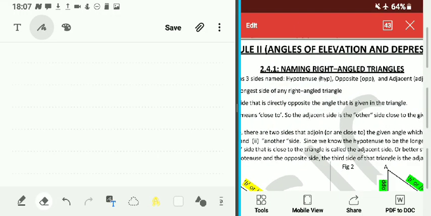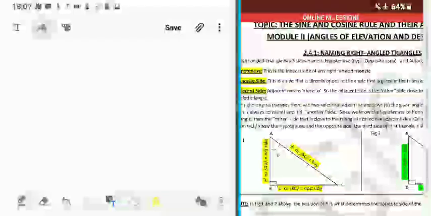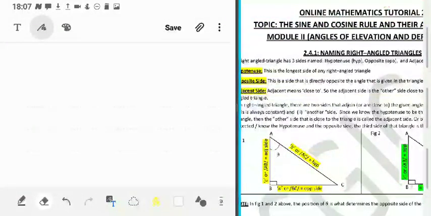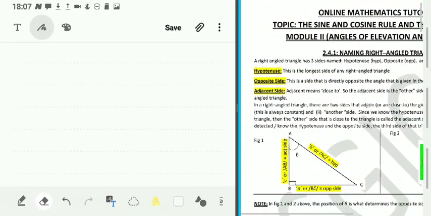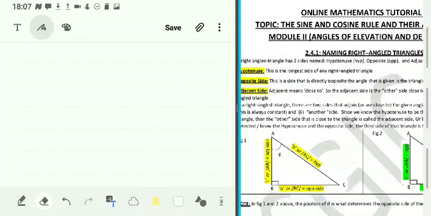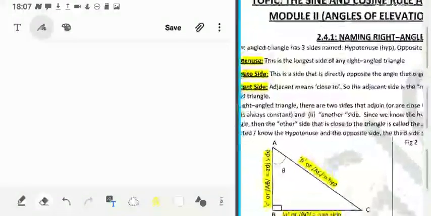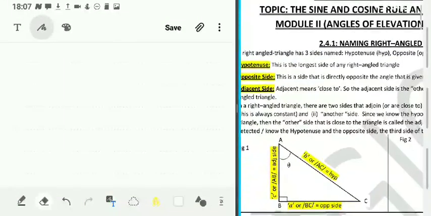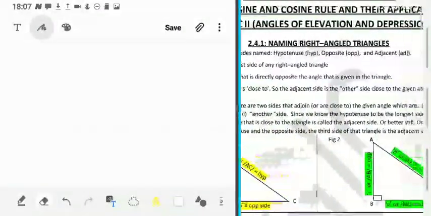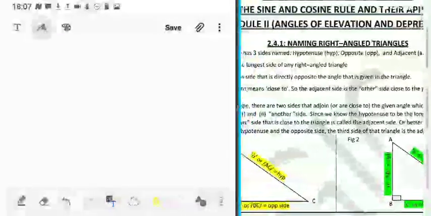I'm looking at my file from here. The first thing we are going to be looking at is naming right angle triangles. Some people have challenges naming a right angle triangle. We have that a right angle triangle has 3 sides named hypotenuse, we use HYP to denote it, opposite, OPP, and adjacent, ADJ.